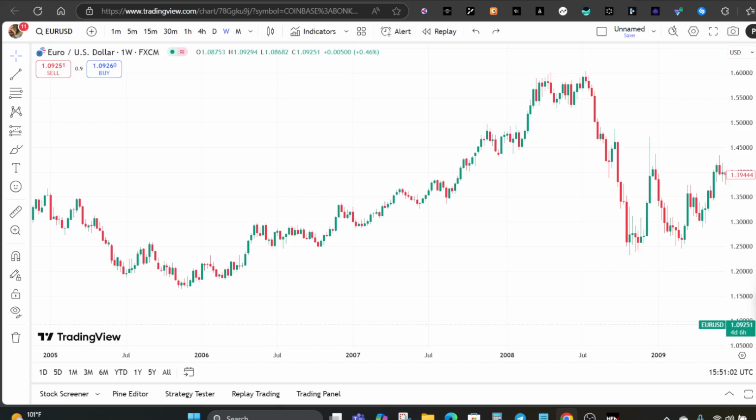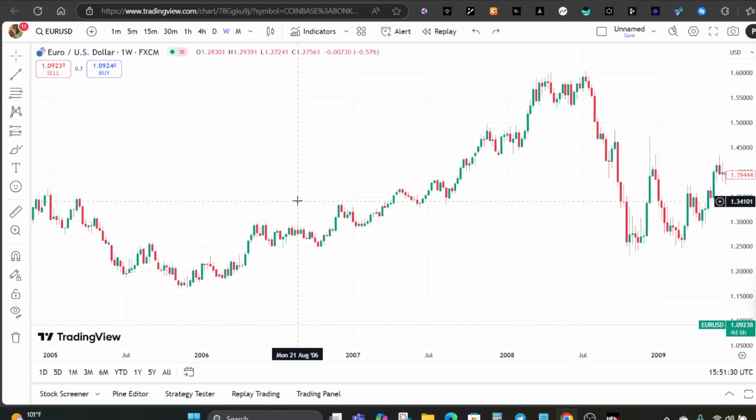First things first, what exactly is the Elliott Wave Trading Strategy? The Elliott Wave Theory was developed by Ralph Nelson Elliott in the 1930s. He discovered the markets don't move randomly, but instead follow a natural pattern of waves based on crowd psychology. So these waves appear in all financial markets, whether it's Forex, stocks, crypto, or commodities.